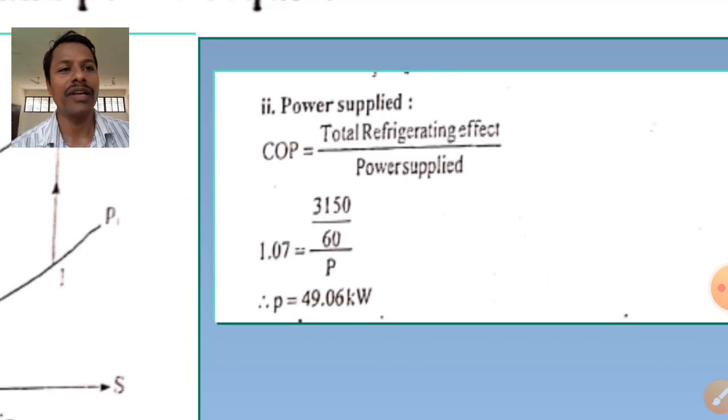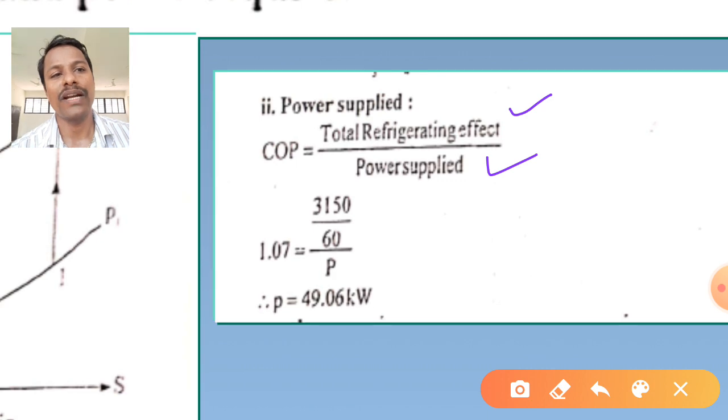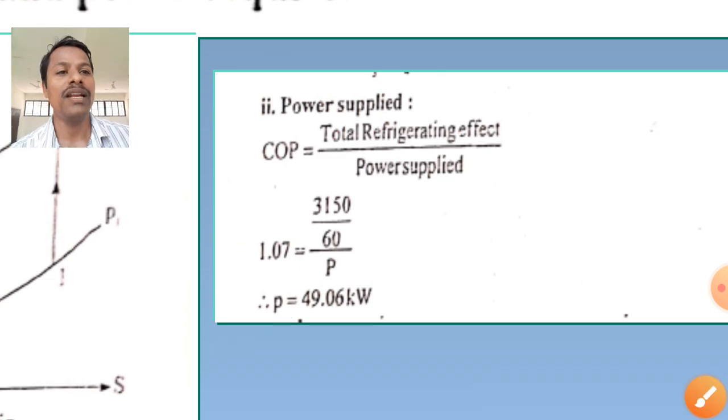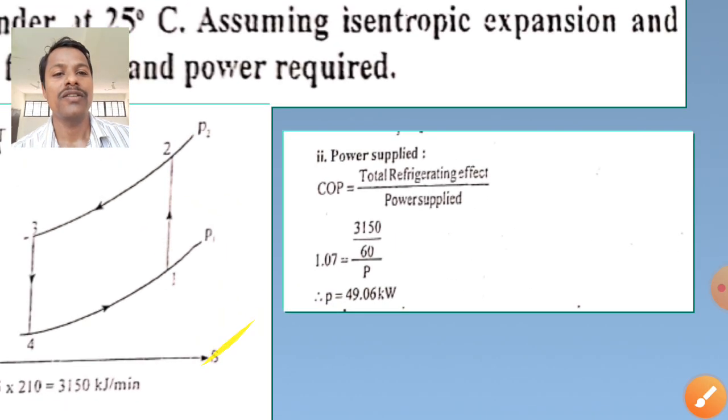So the same concept we will use now in this problem statement, that is COP is equal to total refrigeration effect divided by power supplied. We will use the same expression for calculating power supplied. We have calculated COP already as 1.07 in the previous step, and total refrigeration effect now is 3150 kilojoule per minute. Just observe here, this is a conversion that we had done.